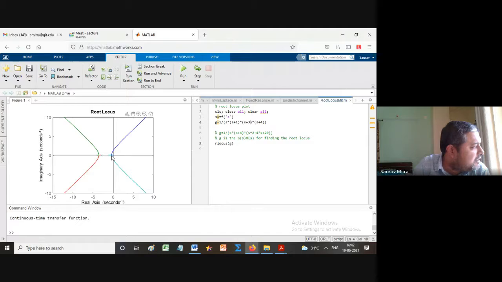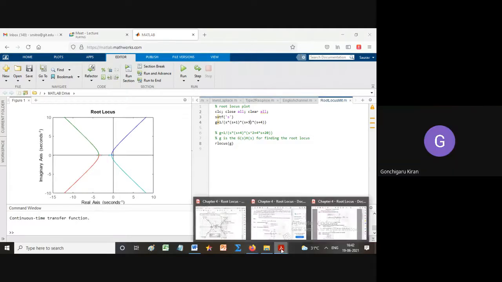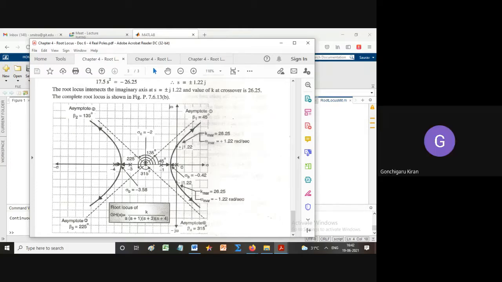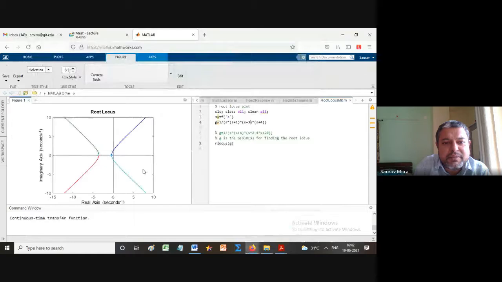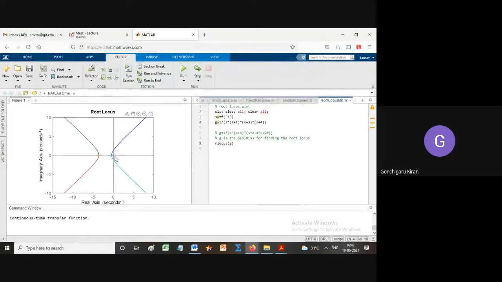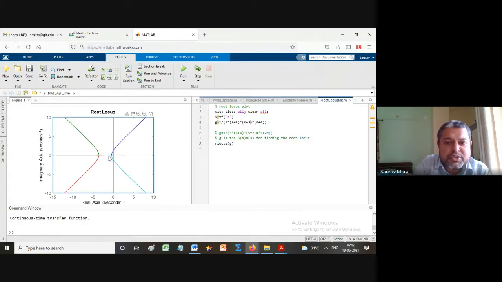Not minus 1. What was the value? Minus 0.42 or something it was there. Yes, sir. Is it visible now? Where is the breakaway point? Minus 0.42. So this 0 is coming to minus 0.42 and going upward or downward? Sir, upward, sir. This is dark blue, going upward. Next was minus 1, which is coming to minus 0.42.